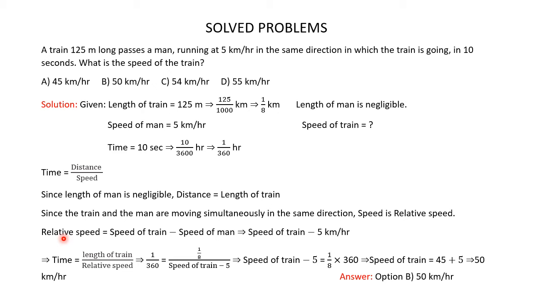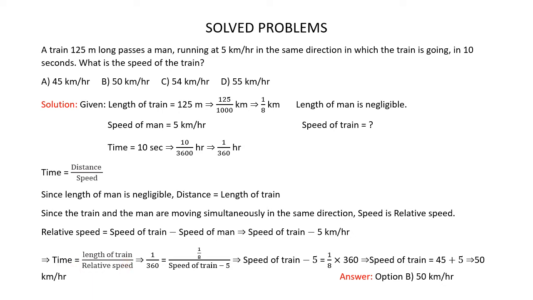So relative speed is equal to speed of the train minus speed of the man. We know that speed of the man is 5 kilometers per hour. So relative speed is equal to speed of train minus 5 kilometers per hour. So now we have the formula for time taken by the train to cross a running man is equal to length of the train divided by relative speed.